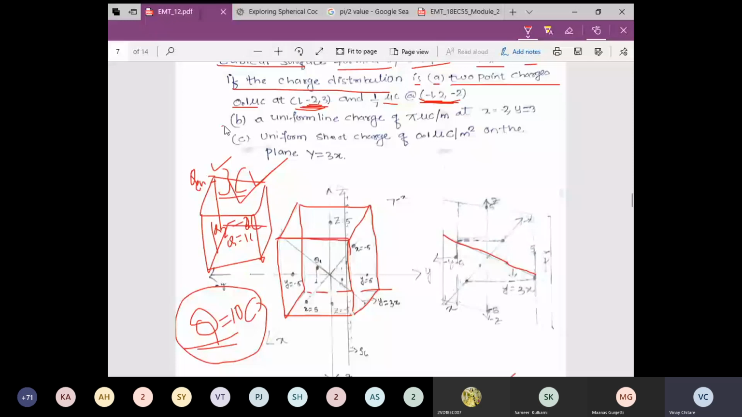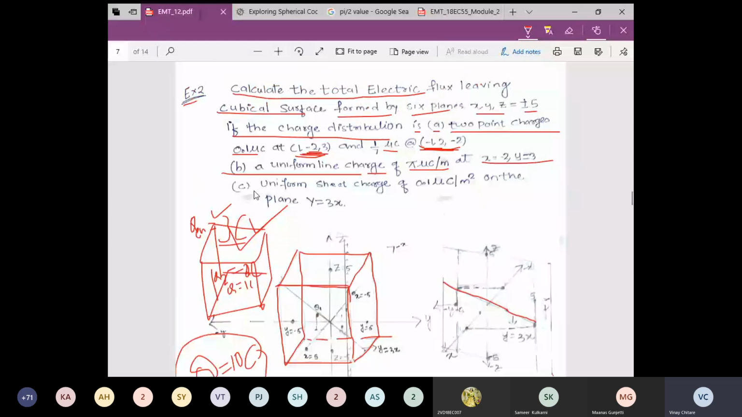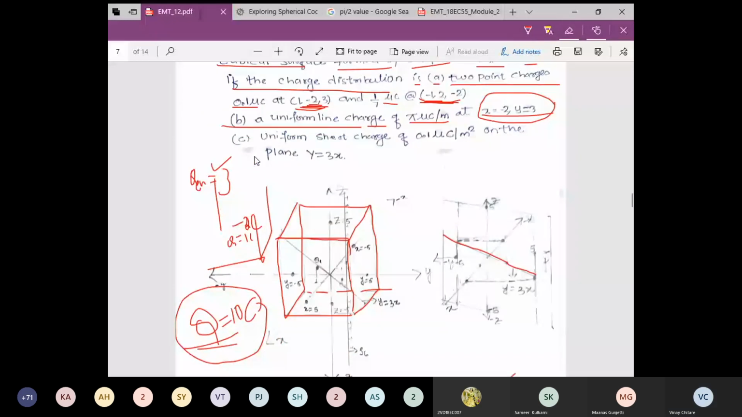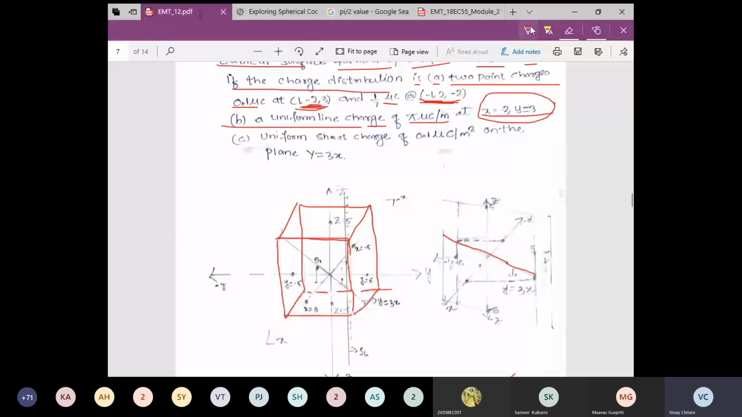Okay, so now let us try to answer the B part. The B part is a uniform line charge of pi microcoulomb per meter at x equal to minus 2, y equal to 3. Now I'll ask a few questions on this. First of all, tell me, this line charge is parallel to which axis?